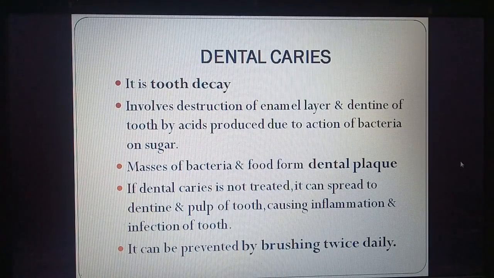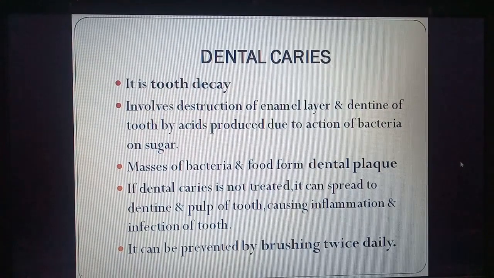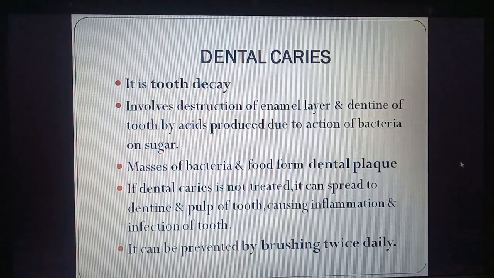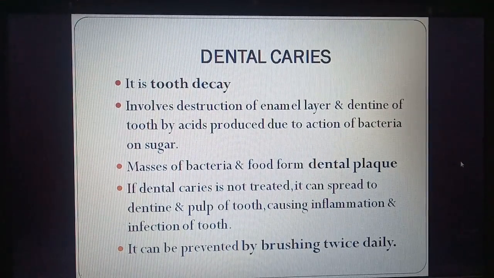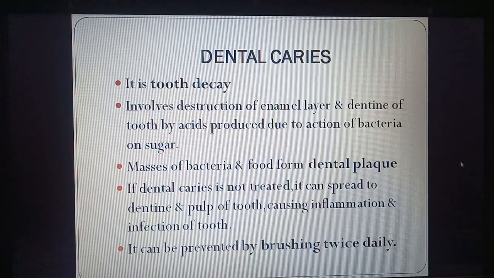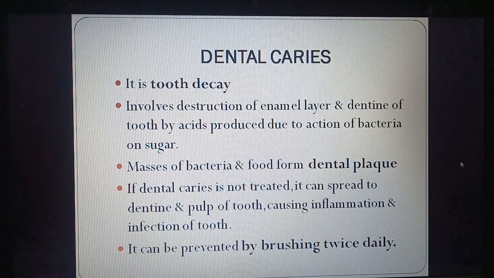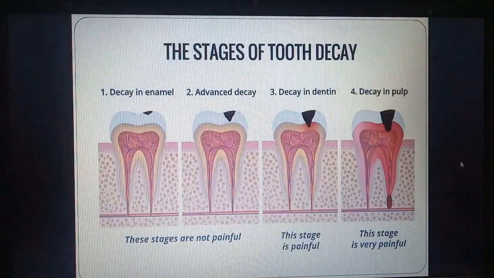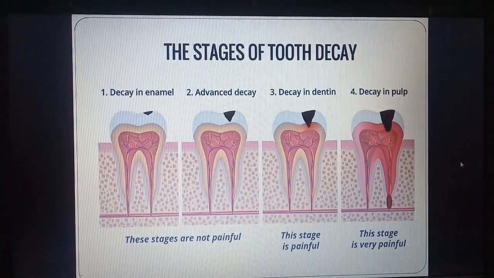Masses of bacteria and food are called dental plaque. So bacteria and food collected around teeth is called plaque. If dental caries is not treated, it can spread throughout the teeth. First enamel, then dentin, then pulp, and finally it causes inflammation and infection in teeth. It can be prevented by brushing twice daily. So this is a disorder of teeth.